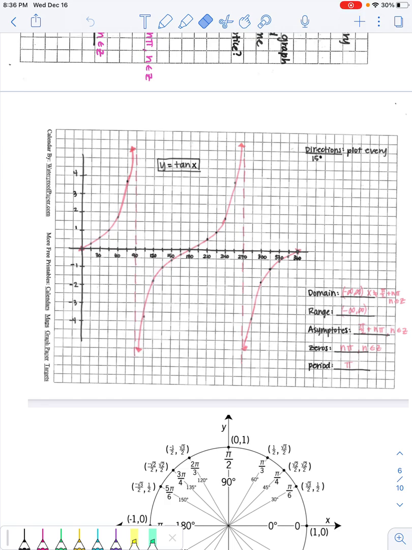The tangent curve is a very interesting curve. We still call it a periodic trig function because it is repeating, sort of an idea of a cycle, consistently over our domain. Now, what I want to talk about with the tangent function, or at least look at a little bit more in depth, is this interesting characteristic we see at 90 degrees, or pi over 2, and at 270 degrees, or 3 pi over 2. Those vertical dotted lines are called asymptotes.